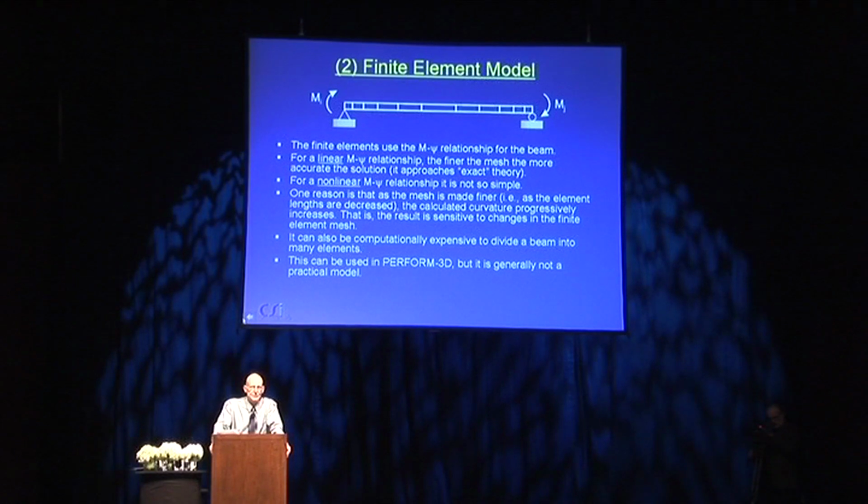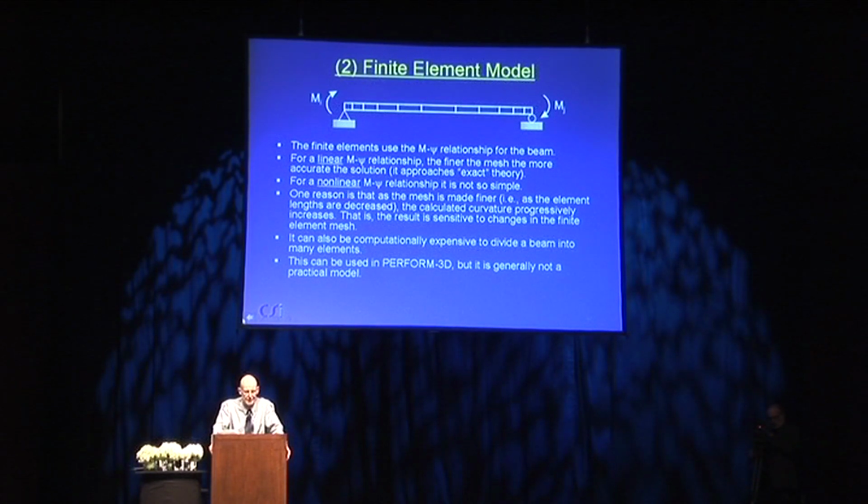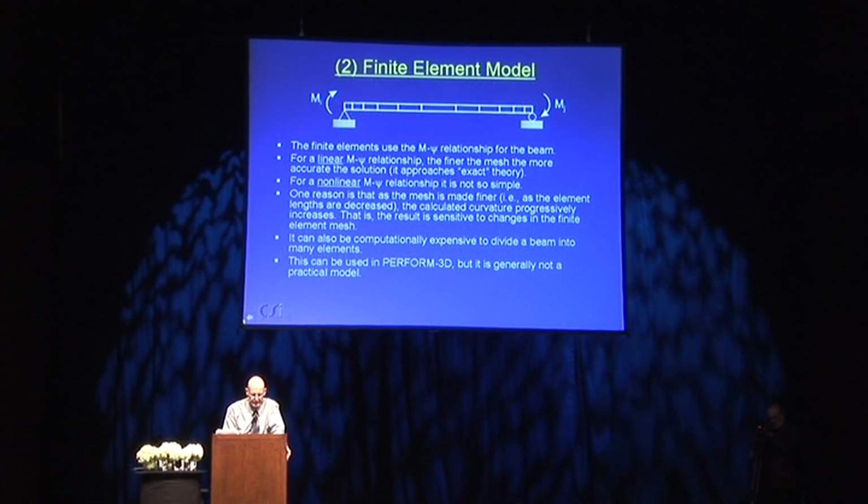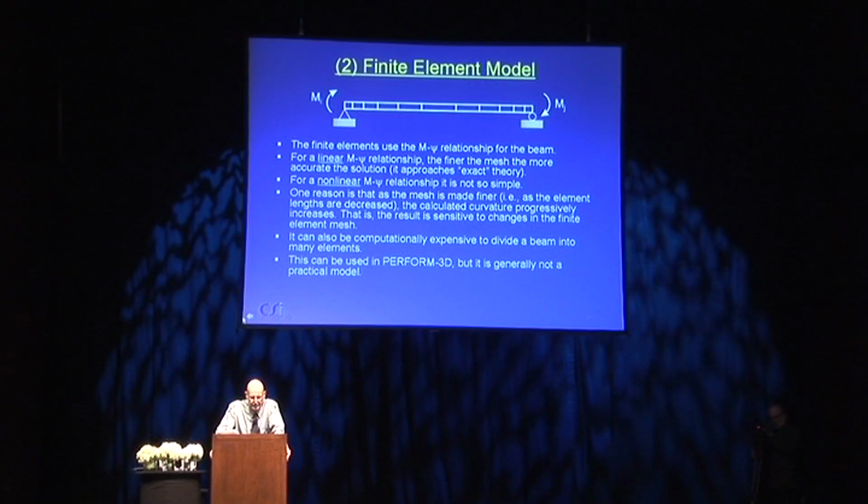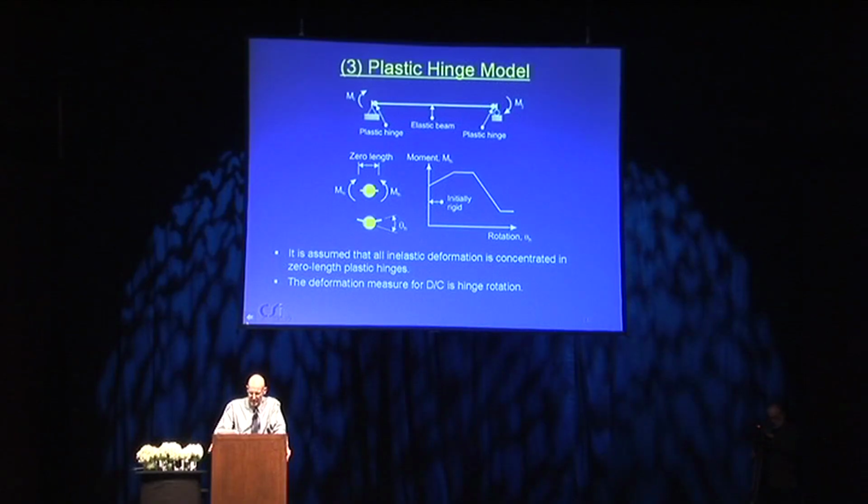So a finite element model may be good for linear, not so good for nonlinear. I'll say more about this later on when we talk about walls, because a similar issue comes up. A couple of other issues: it can be computationally expensive to use this finite element model. You can use it in Perform 3D if you wish, but as a general rule, this is not practical and is not recommended. The third model is a plastic hinge model, and this is just illustrated here.